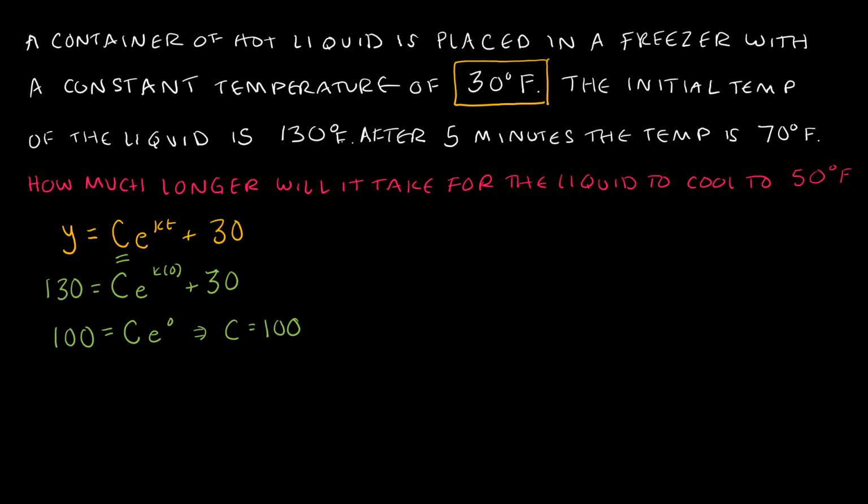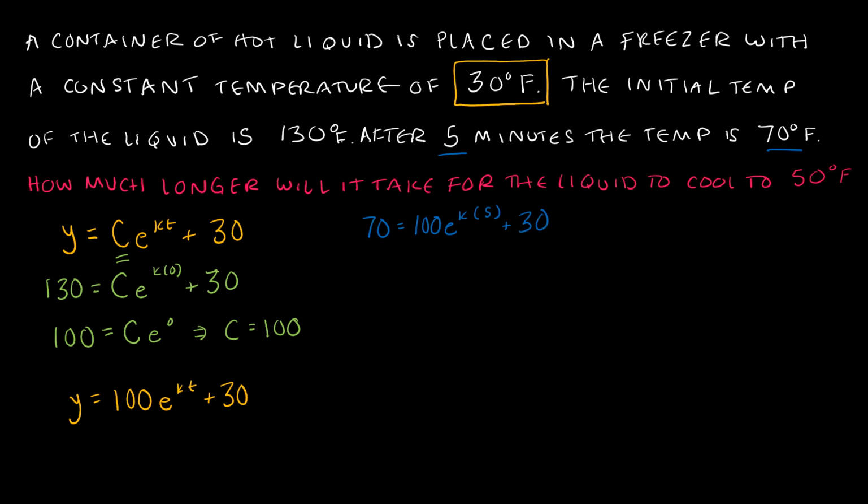And after this step, I know that my model looks like this: y equals 100e to the kt plus 30. So again, I've got a k and a t and a y that are all variables, and the variable that I really need to know the answer for is k to write the rest of my model. So that's what I'm going to do now. I'm going to use that after 5 minutes the temperature is 70, so I'm going to replace y with 70. I'm going to replace t with 5 for 5 minutes. I still keep that plus 30.